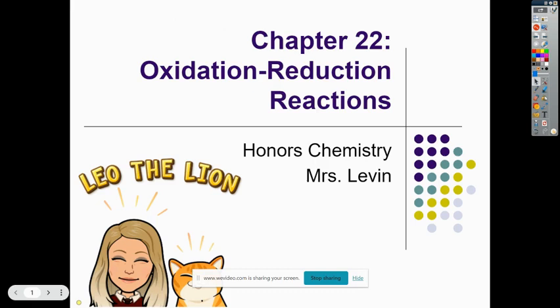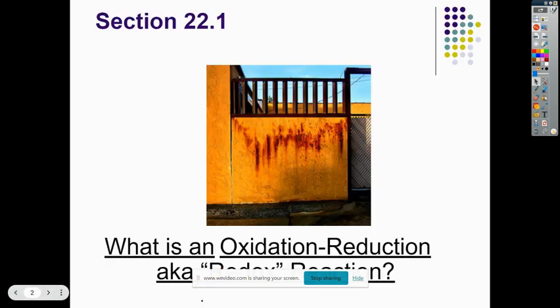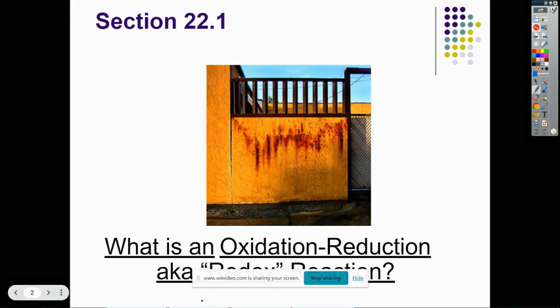Welcome, everybody. This is chapter 22, all about oxidation and reduction. We call it redox for fun. And we're going to talk all about our oxidation numbers. The big thing here is knowing that we have our redox, and we are going to talk all about our oxidation numbers and how they all come to be.